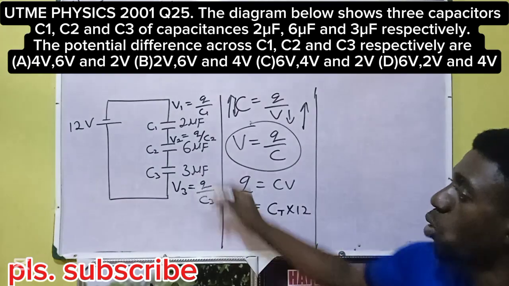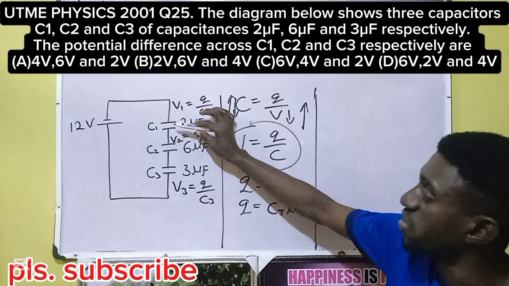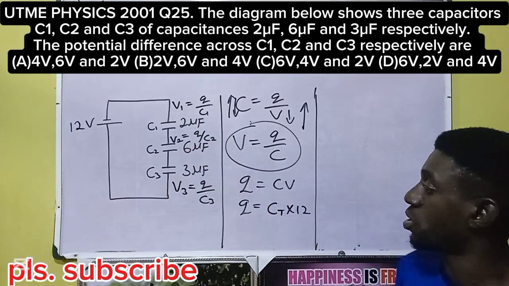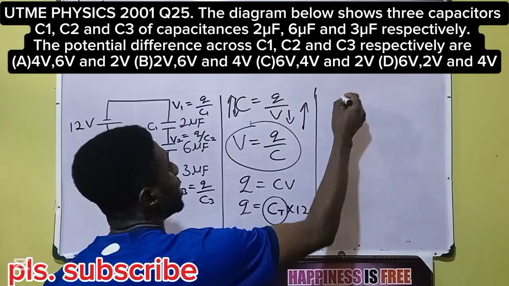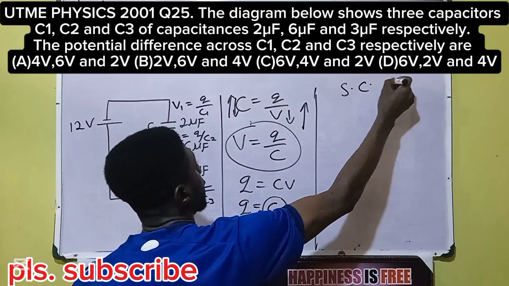Then the question becomes, what arrangement is this? This is series arrangement of capacitors. Okay, to get the total capacitance, we will recall that in series connection of capacitors.